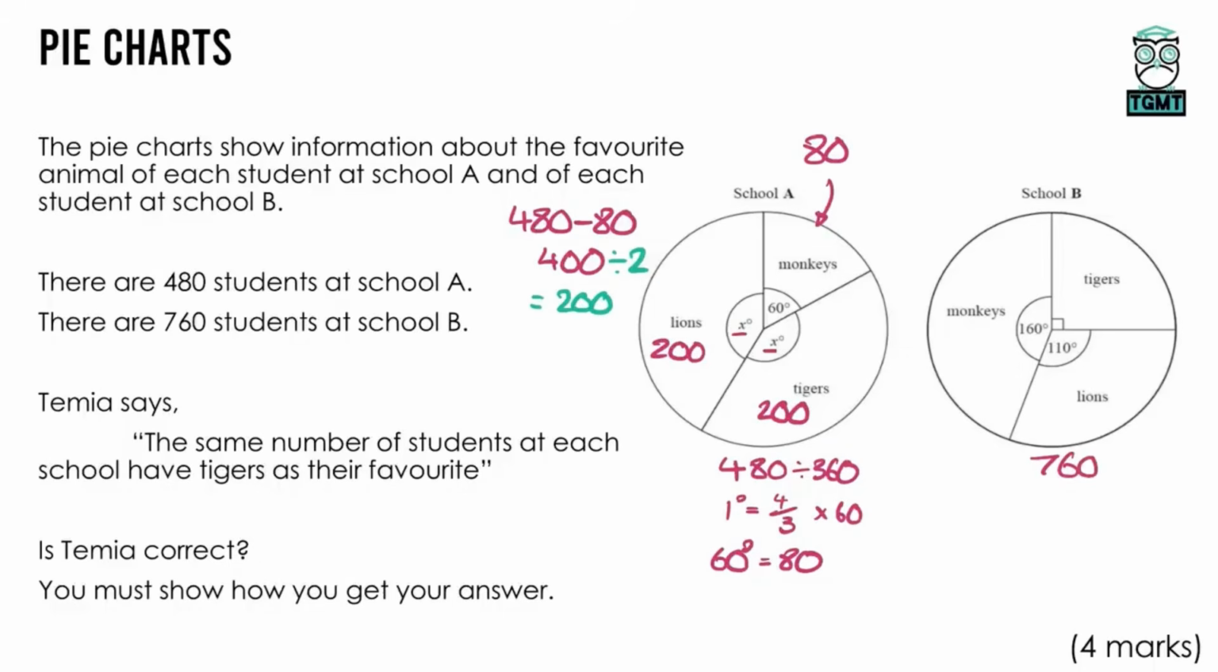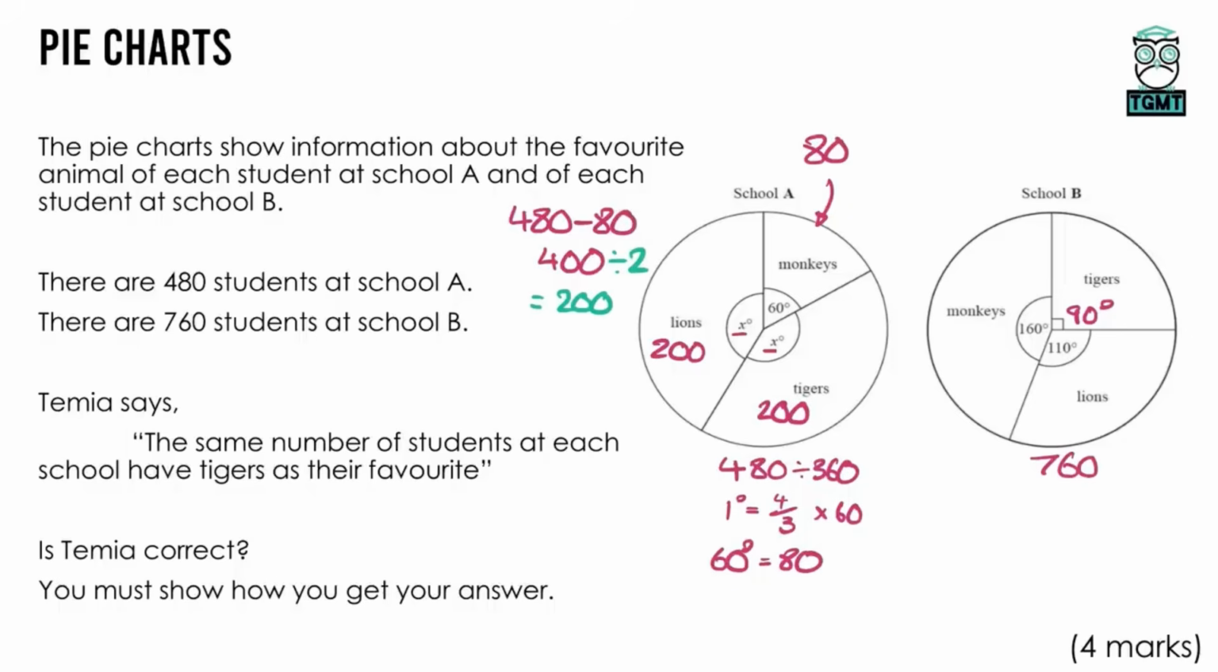We now know how many people preferred tigers at school A, so we're just going to have a look at school B. Now as it turns out, in school B this is actually a 90-degree angle, and a 90-degree angle is a very nice one because that's 1/4 of the circle. So we could actually just divide by 4 to see that amount of people in that particular sector. However, we can take the same approach.